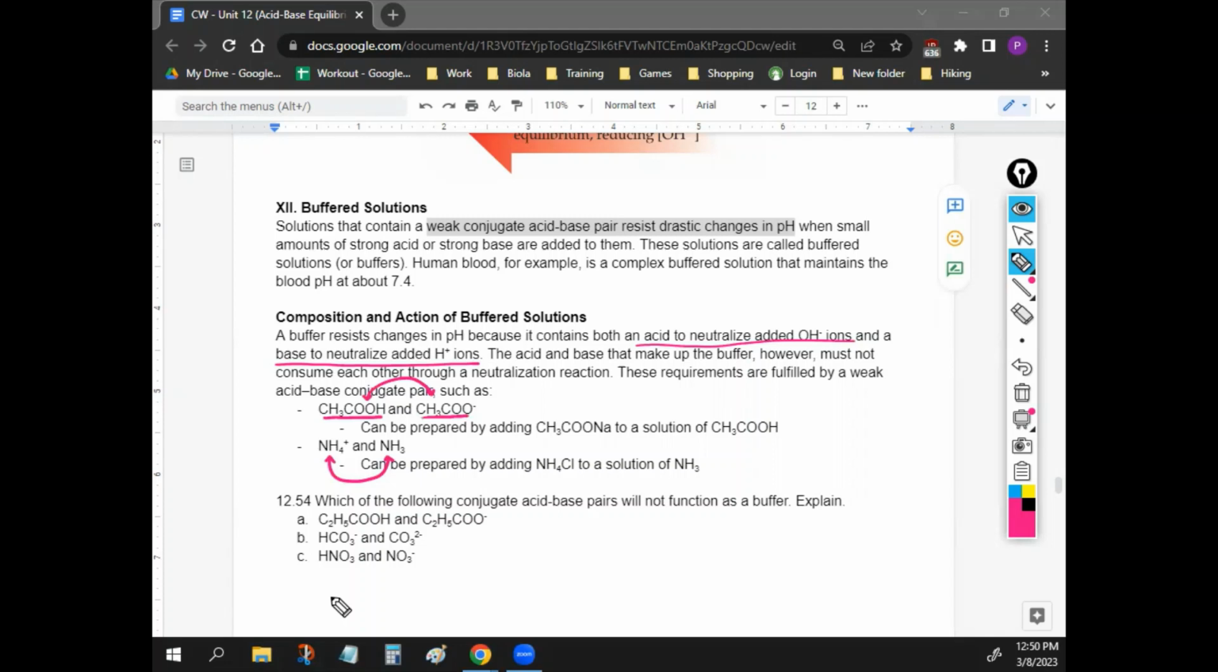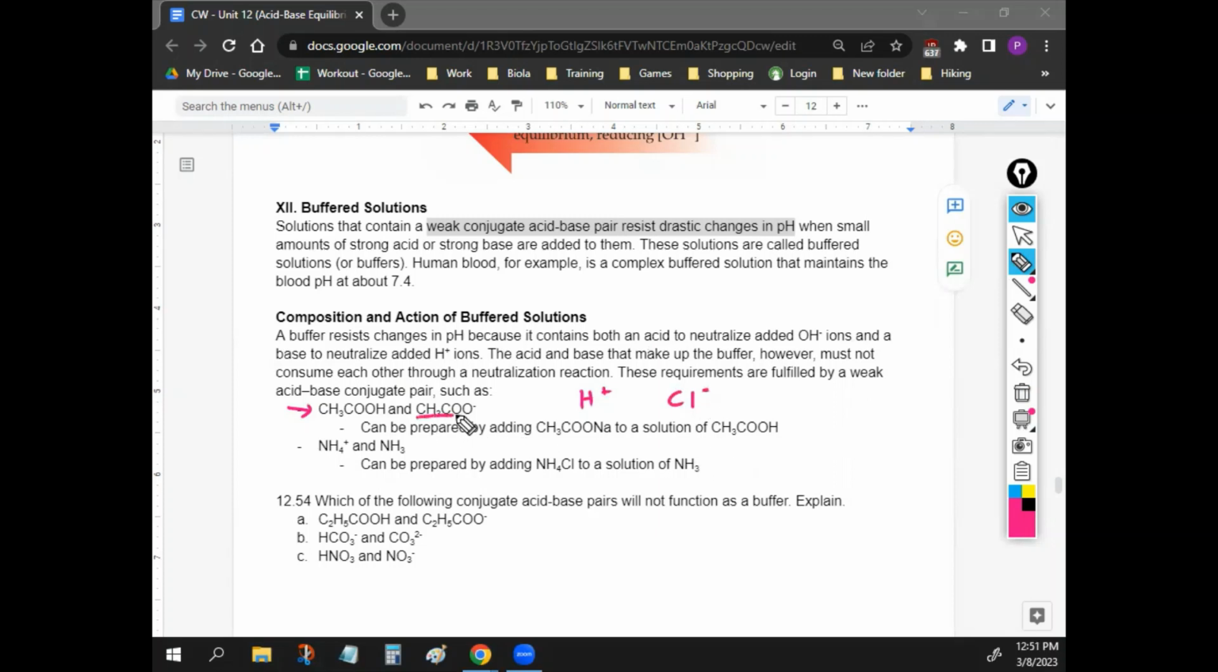Wait, so if you added an acid to a solution of those two, it would stay the same thing? It will change a little bit, but it prevents drastic changes. Like HCl? Yes. Because let's take a look at one of these examples. So let's say this one right here. Let's say you had a container with this in there, and you had HCl. HCl breaks up into H+ and Cl-.